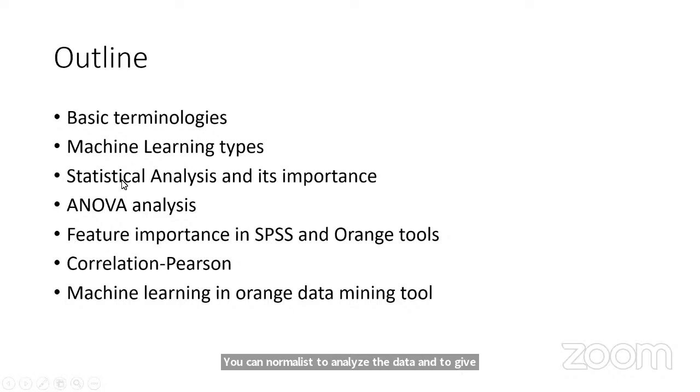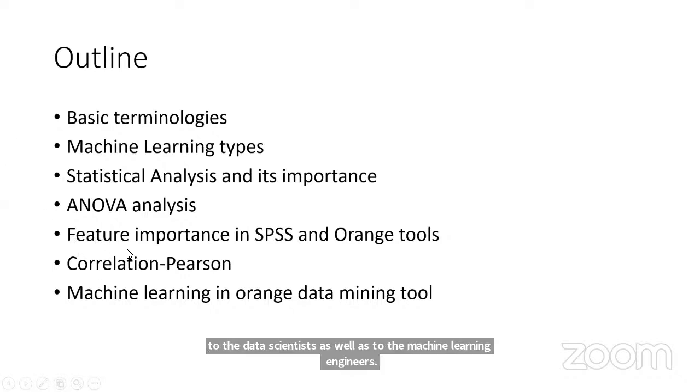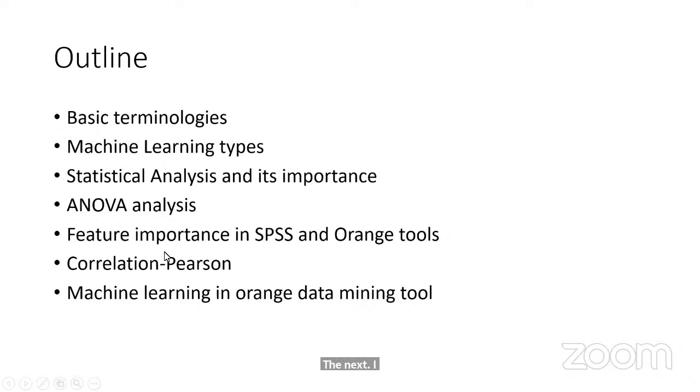Next, I will explain how ANOVA analysis is related to statistics as well as to the data scientist as well as to the machine learning engineers. The next, I will explain what is feature importance, and I will demonstrate the feature importance and ANOVA analysis using two tools. One is SPSS. SPSS is a very famous tool. It is owned by IBM. So it's a statistical tool.